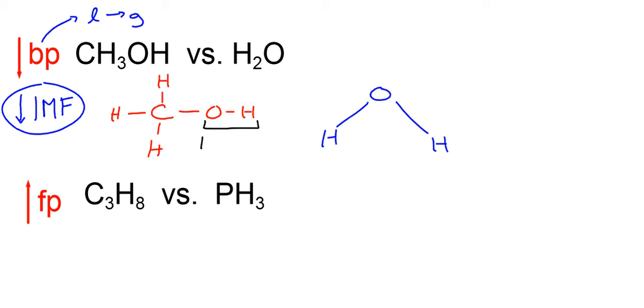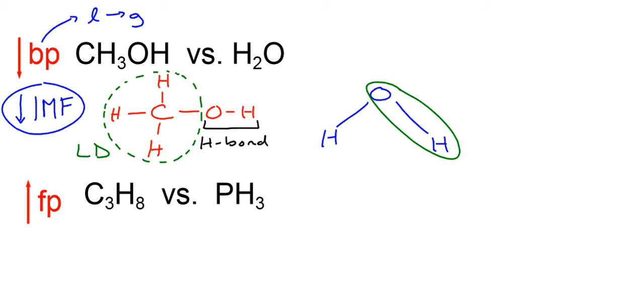Okay, so let's take a look at the methanol first. Right here, this is definitely H bonding. That's an H bond. All of this is, for all intents and purposes, an LD. So half of this is very polar and the other half is very nonpolar.